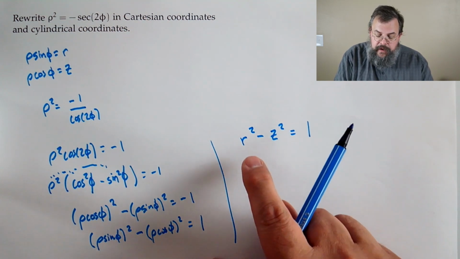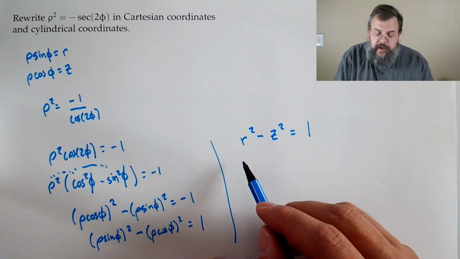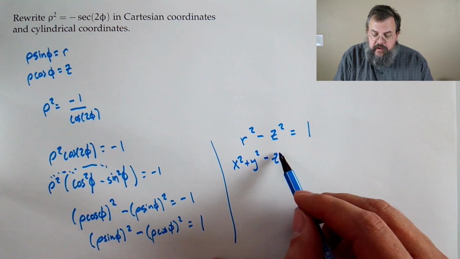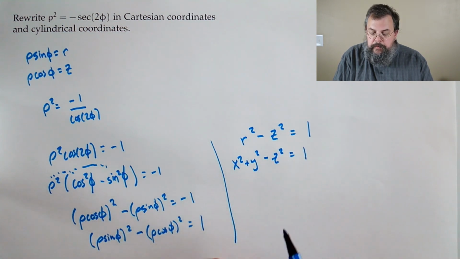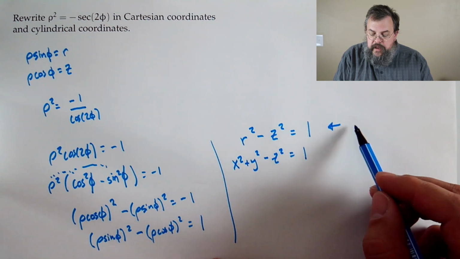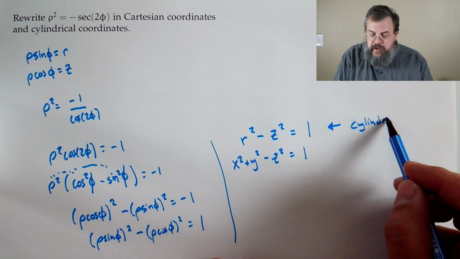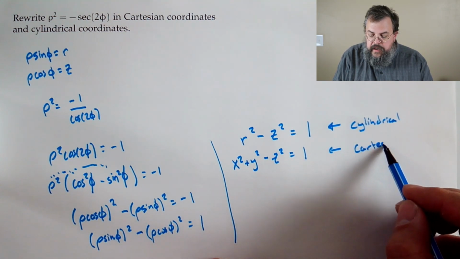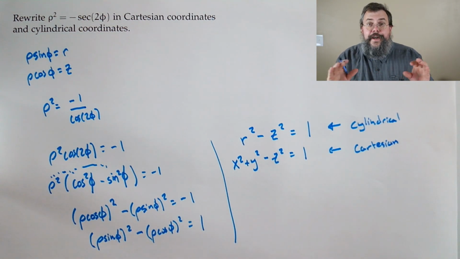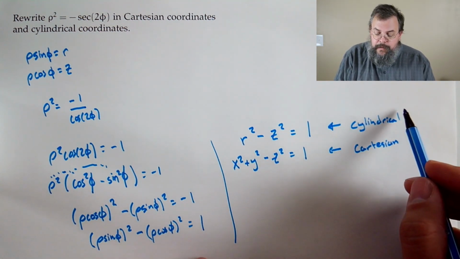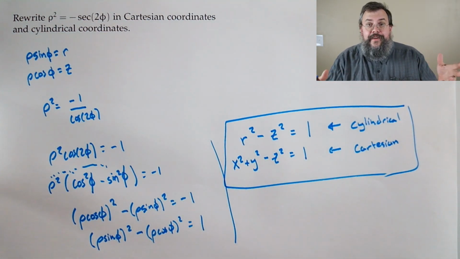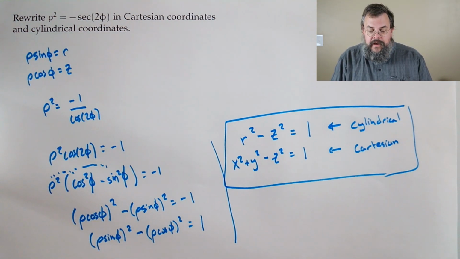Okay, now how about r squared? What can we do with that? Well, that's x squared plus y squared, minus z squared equals 1. And notice the first one, that's our cylindrical, and our second one, that's our Cartesian. And now we're actually done. Woohoo! Because that's what it asked us to do. It said, rewrite this in a different coordinate system. And there you go.